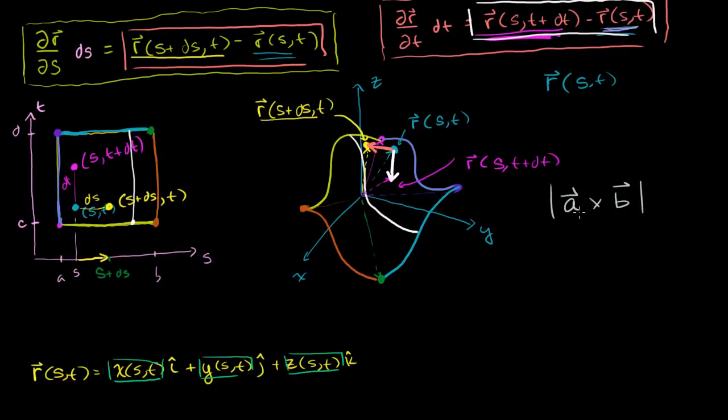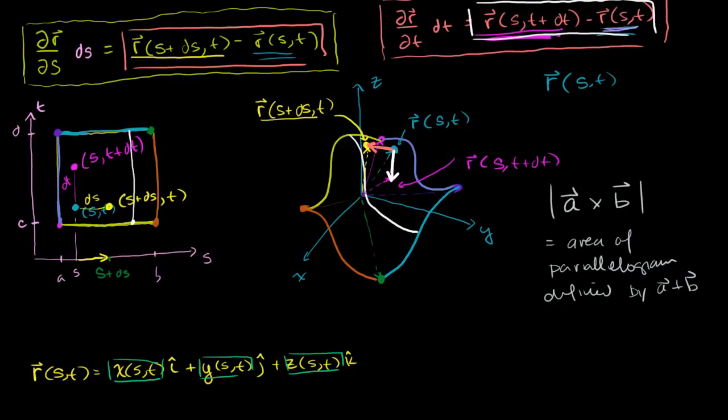Remember, when you take the cross product, you get a third vector that is perpendicular to both of these. But if you just take the magnitude of that vector, that is equal to the area of the parallelogram defined by a and b.